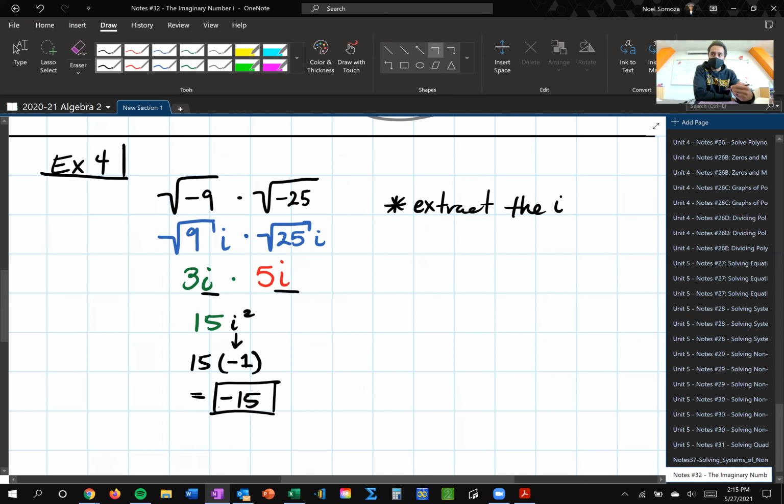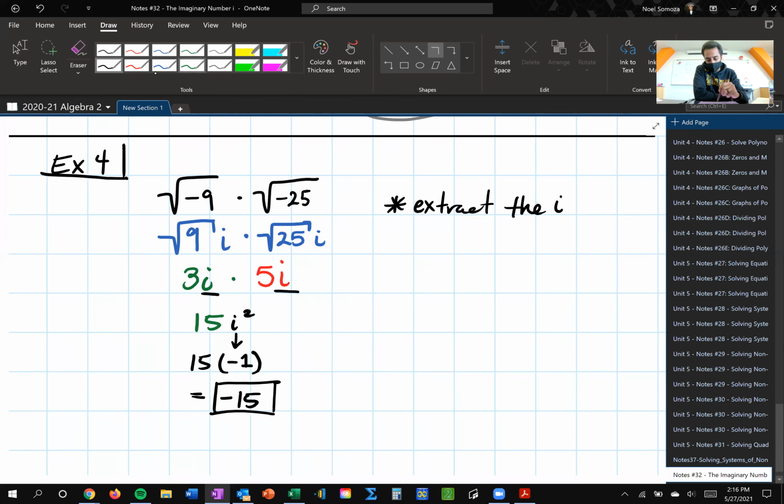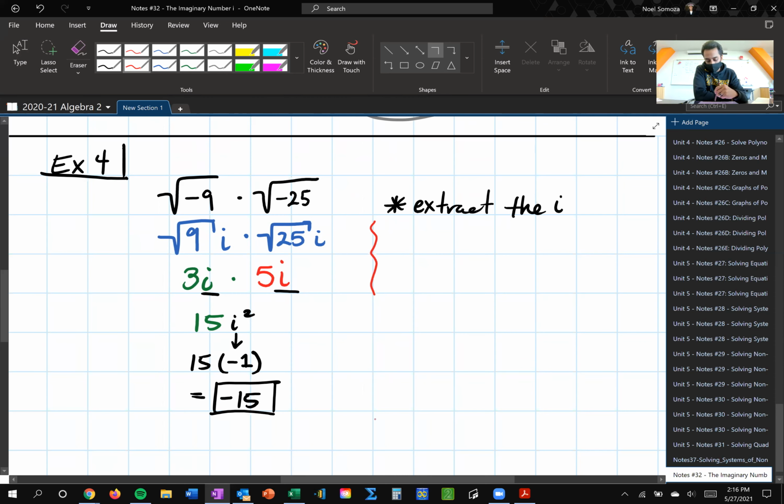This would be the correct way to approach this problem. You extract i first. Now, what would happen if you did not extract i? Here's the wrong way. I'm only showing you because it's easy to do it this way incorrectly.